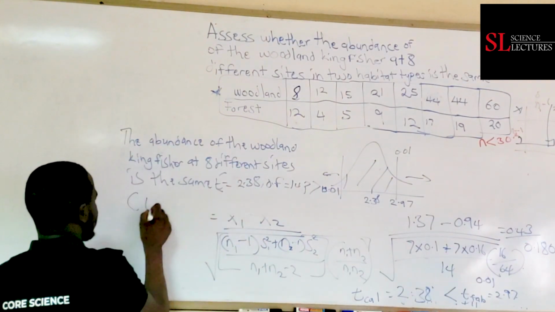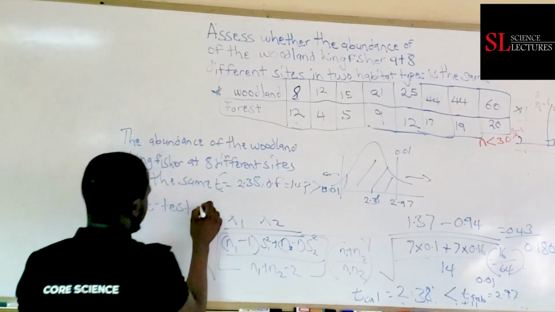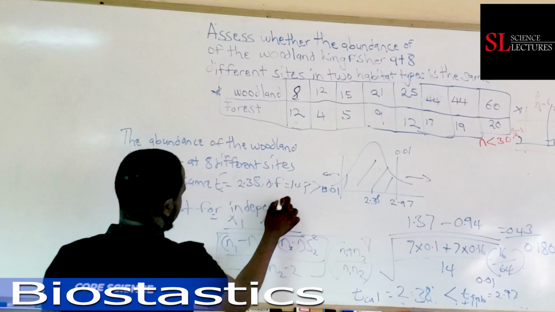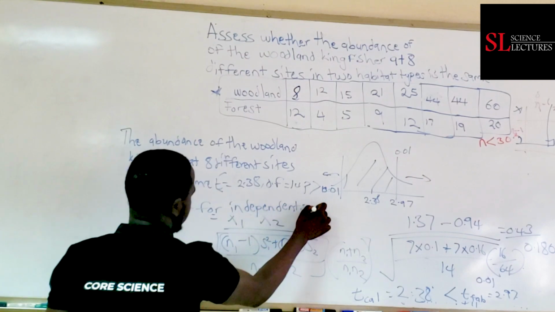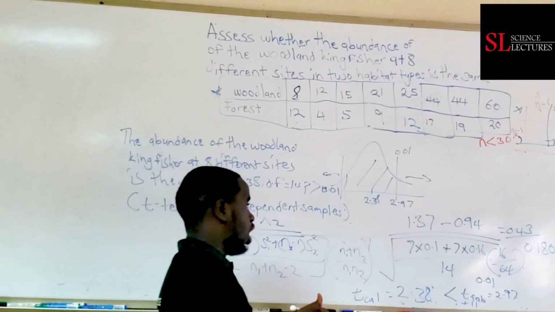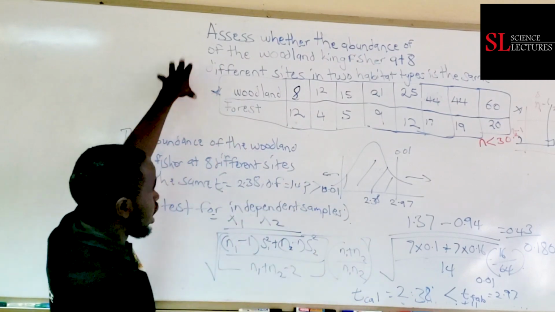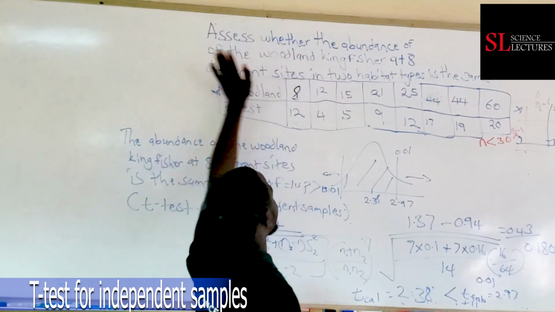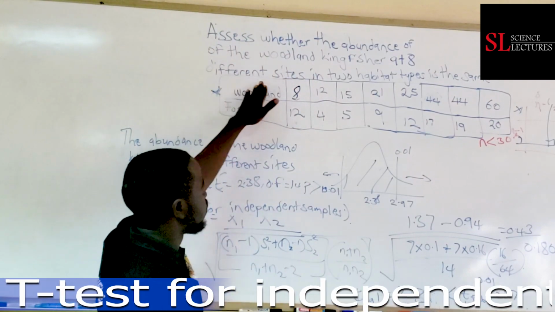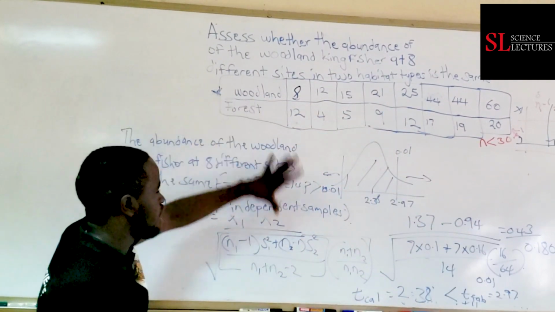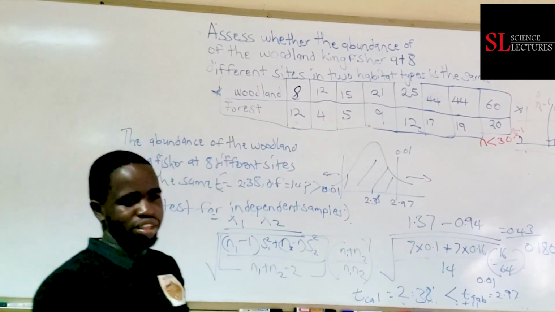Then we use a t-test for independent samples. I forgot to state the null hypothesis as I was starting. The null hypothesis was that the abundance of the woodland kingfisher at 8 different sites in 2 habitat types is the same, which is what we have accepted here.